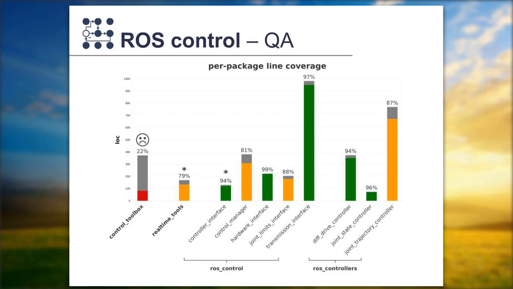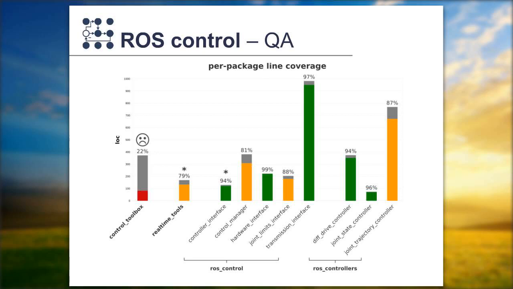The first thing that you can see is that there are quite a few packages that have pretty decent coverage values. Those bars that are in green represent more than 90% code coverage. At the far left, we can see that there is one package, Control Toolbox, that could use some love and get a better test suite. But otherwise, it's looking pretty good.